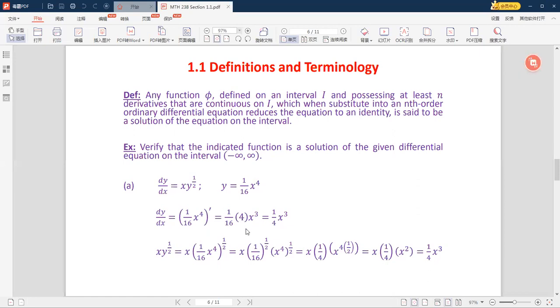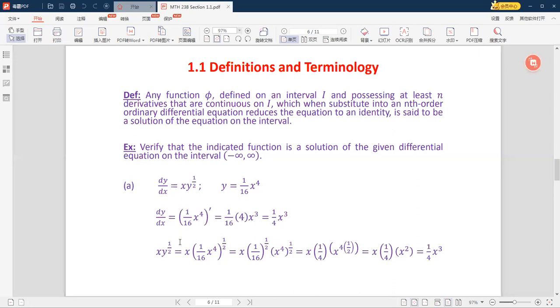And then 1 over 16 times 4, if you just reduce it, you get 1 over 4. So that's the left side of the differential equation we obtained, 1 over 4x cubed. Now let's see what we get on the right. So again, you just plug in 1 over 16x fourth for y.